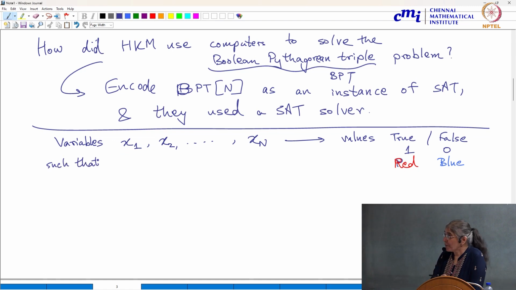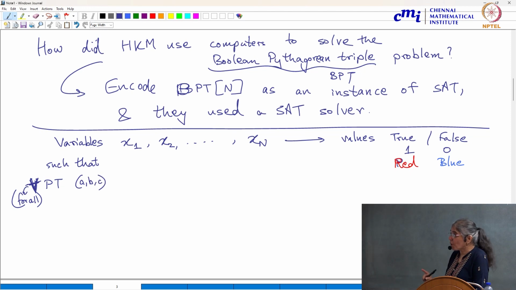Okay. Now we want to write down the constraints. So for every Pythagorean, okay, I don't know whether you are familiar with this notation. This means for all. For all Pythagorean triples of the form ABC, we want to say that ABC go into, they don't all go into the same bucket, right? I have a red bucket and a blue bucket. How do I say that using these variables?